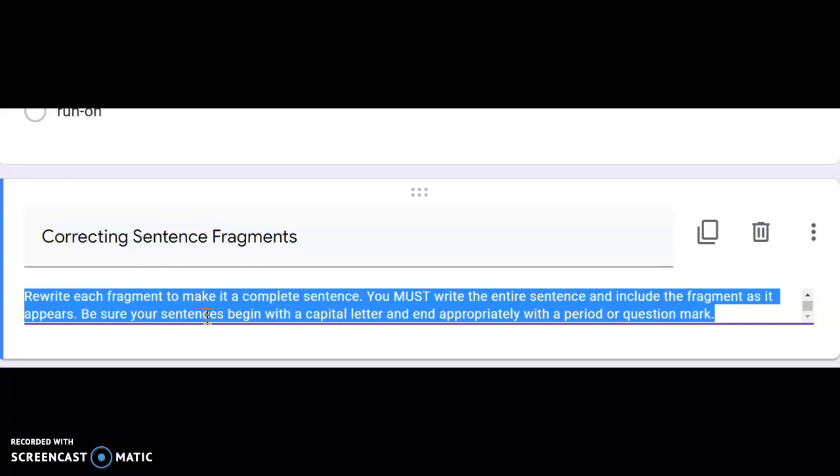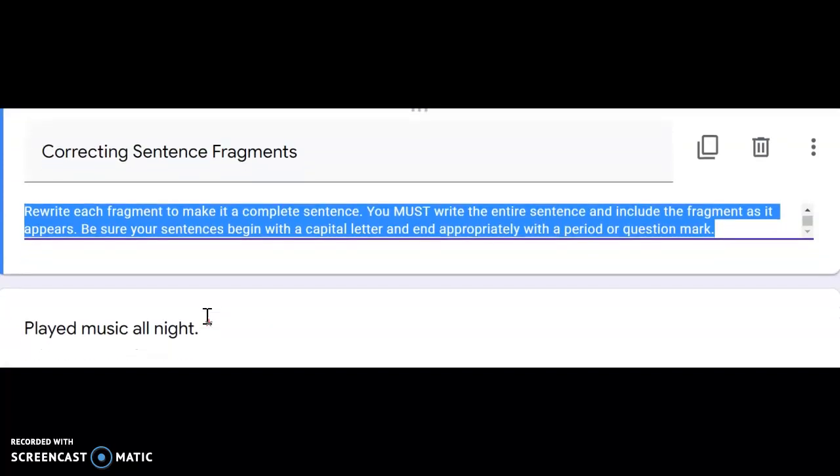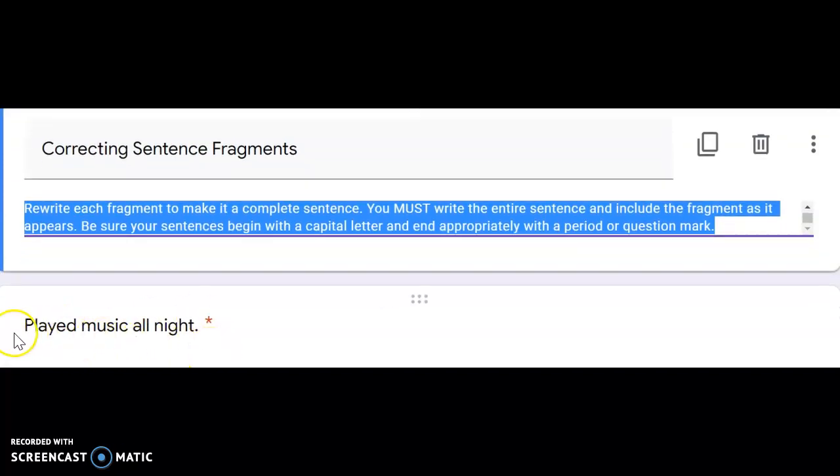You need to rewrite the whole sentence. Joey plays the harmonica. Now, in the fragment, I've probably got plays as a capital letter, right? I'll show you real quick on a little example here. Played music all night. See how played is capitalized? But if this is a fragment and you're going to add something before it, then you need to make sure that played is not capitalized because it's not the first word of the sentence any longer, right?